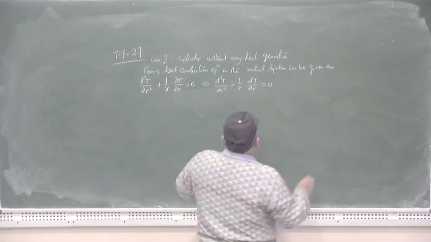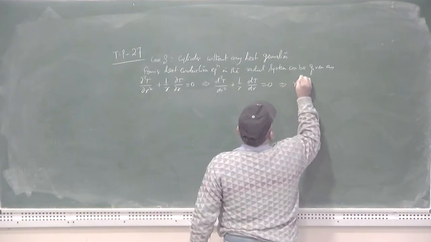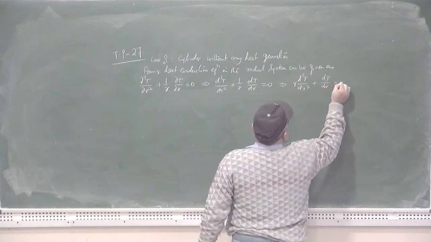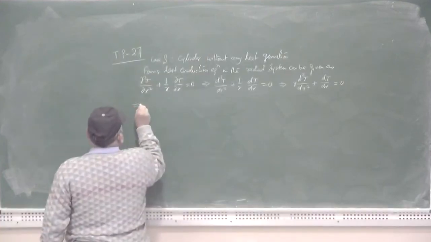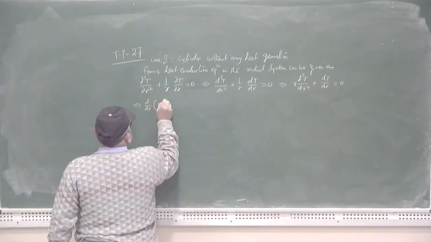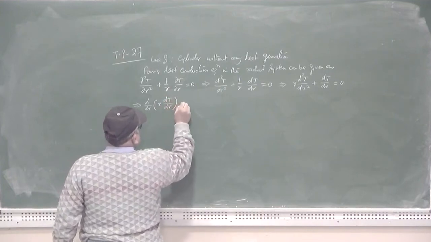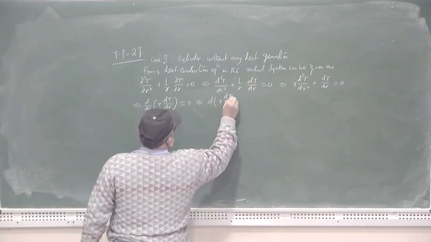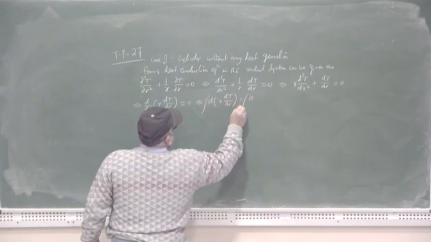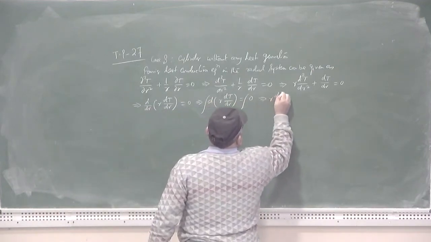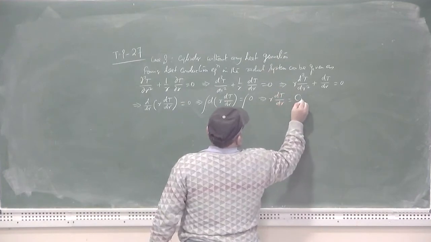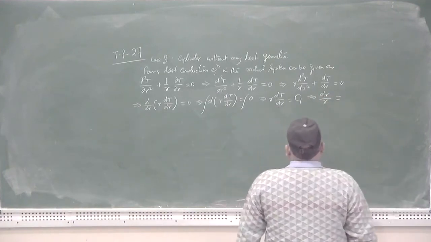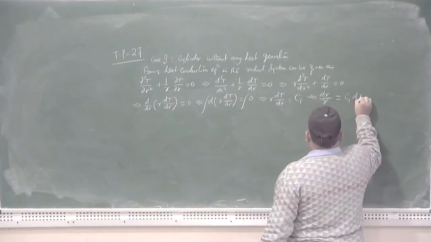Multiplying this equation by r throughout, we can write r d2T by dr2 plus dT upon dr that should be equal to 0. Now we can write d upon dr of r dT upon dr that should be equal to 0, or we can write d of r dT upon dr that should be equal to 0. Putting r dT upon dr equal to C1, or dr upon r that can be written as dT.